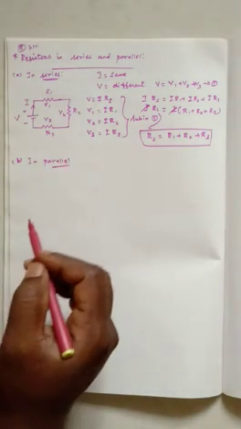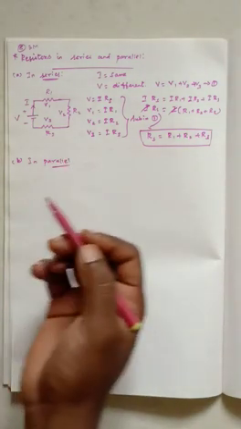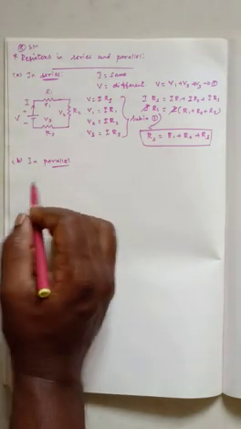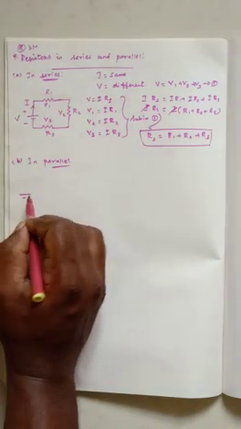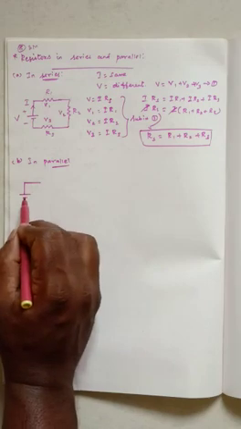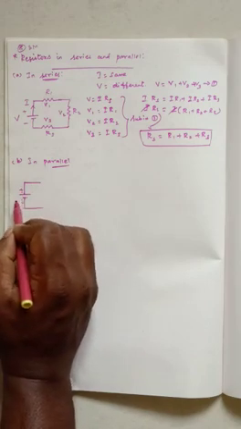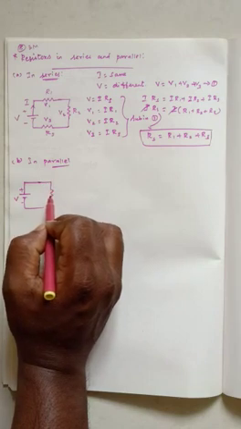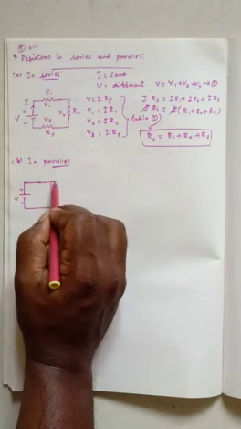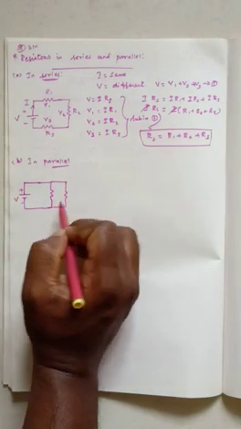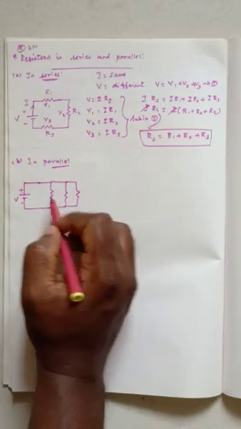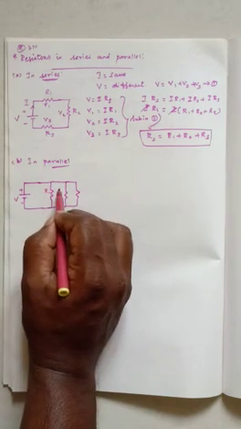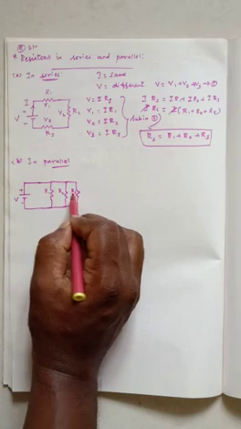parallel means resistors are connected one above the other. We already studied this in 10th grade. You have the same thing. V is the potential difference. Connect the resistors like this, vertically. Now this is R1, this is R2, this is R3.